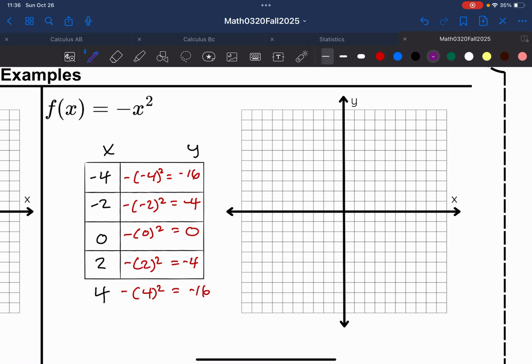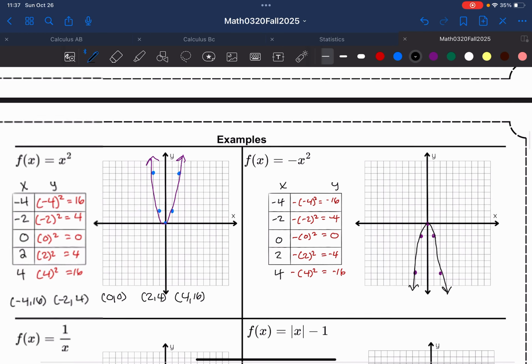Which means when I'm plotting this graph, 2, 4, 6, 8, 10, 12, 14, 16, you'll notice that it's going to start going in the opposite direction. Okay. So what happened here is that this is still a quadratic, but it's a quadratic going in the opposite direction.